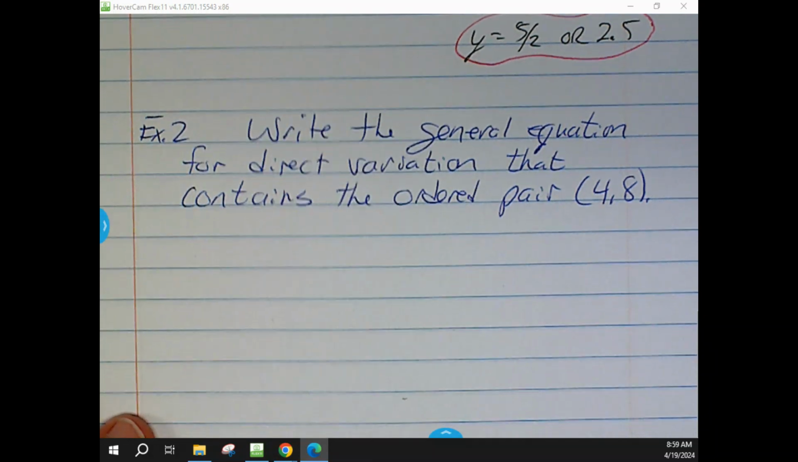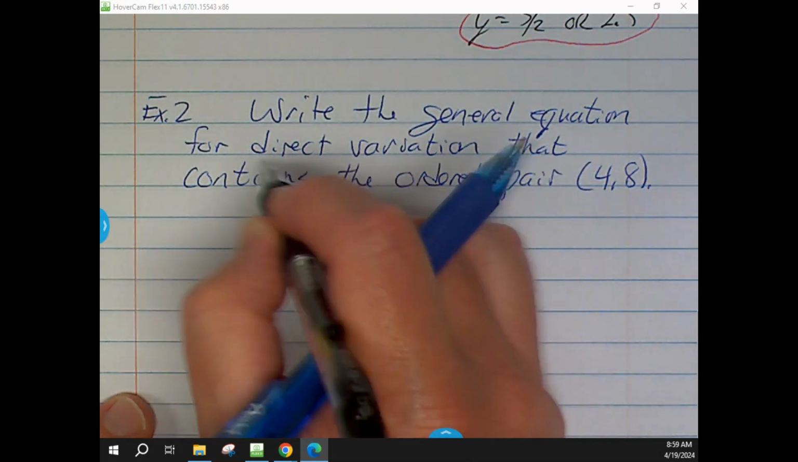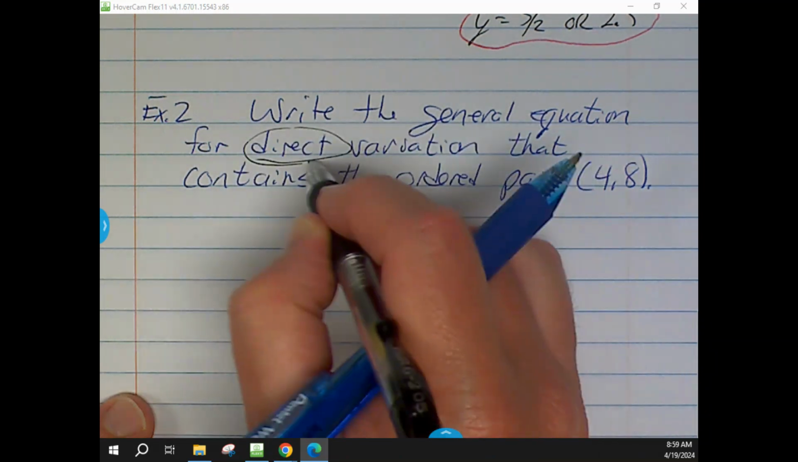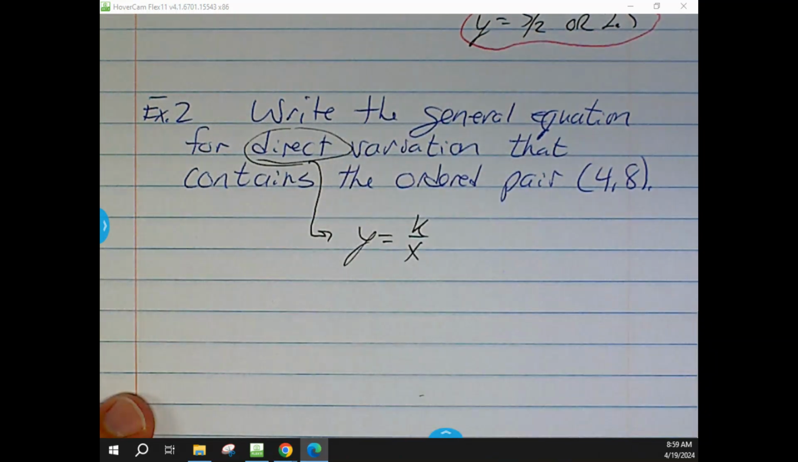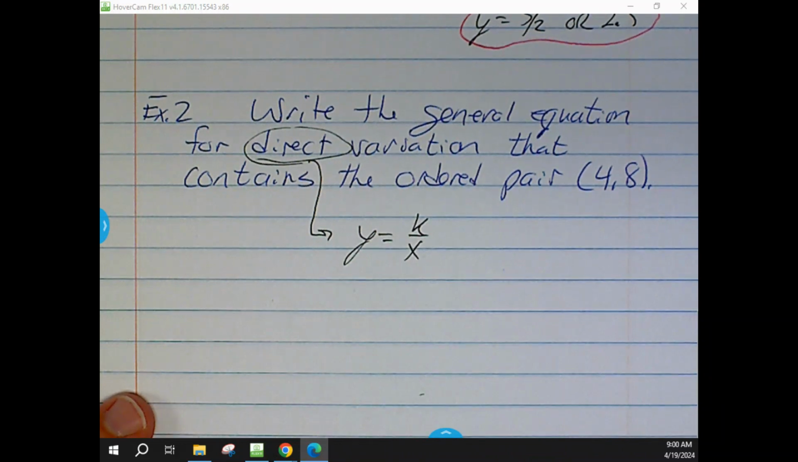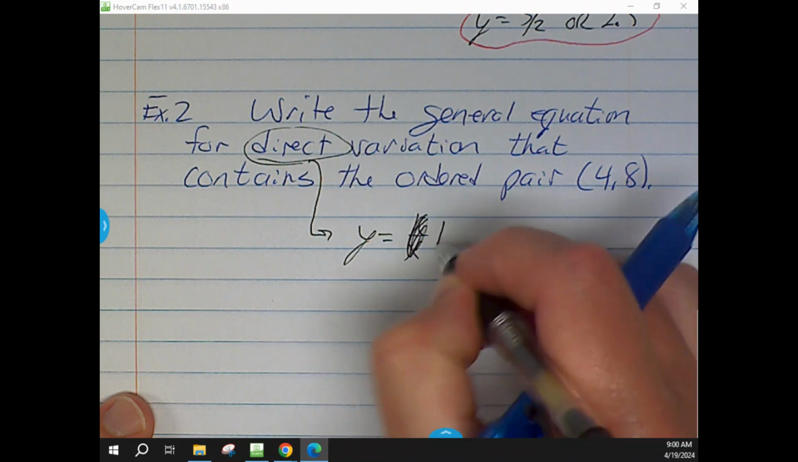Okay, so a little different wording, but it's still the same steps as you go through this one. That you've got it first off. Again, we got direct variation. So again, we know we're going to use y equals k over x. Sorry, hold on. Direct variation, y equals k times x.